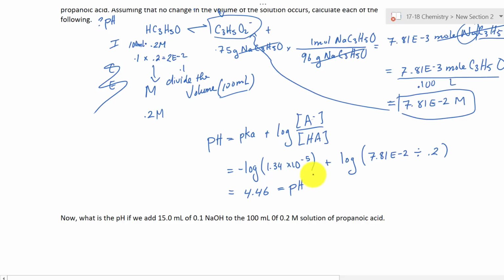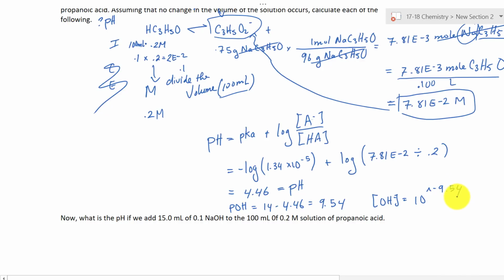Isn't this a lot faster and nicer? And what if I want to calculate the pOH? Oh, that's easy. So pOH is equal to 14 minus 4.46. And that would give us 9.54. Now, what if I want to find the concentration of OH minus? How about that? That's even easier. I just take 10 to the power of negative pOH, which is 9.54.